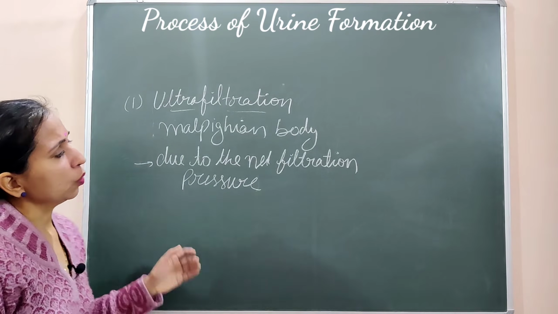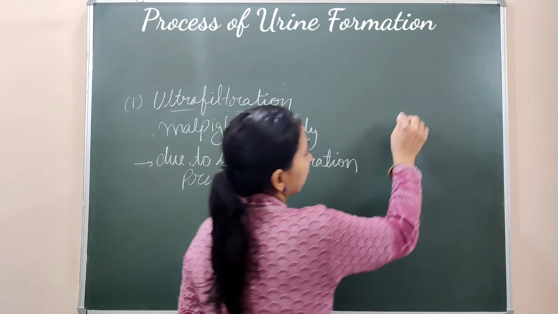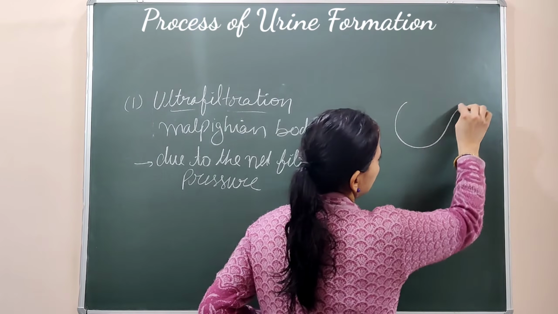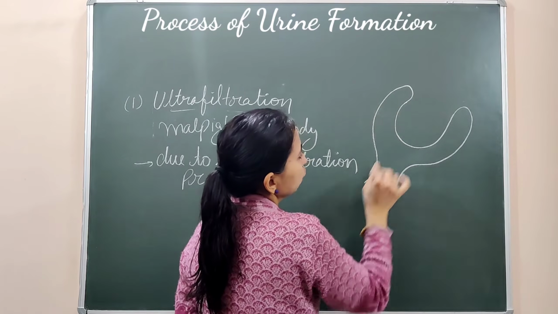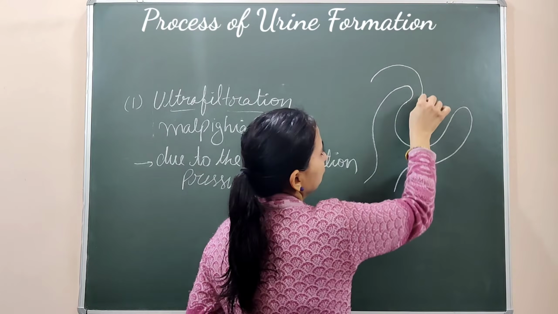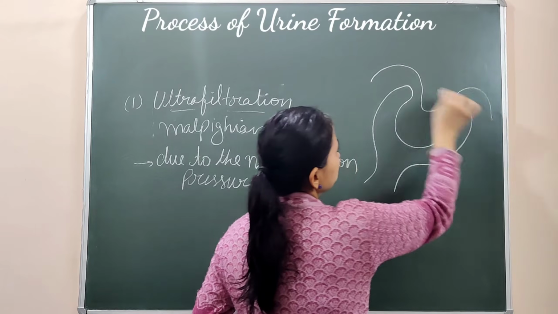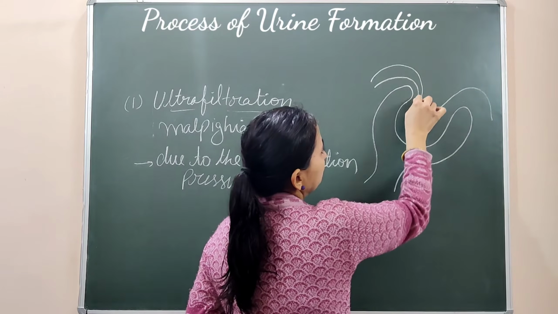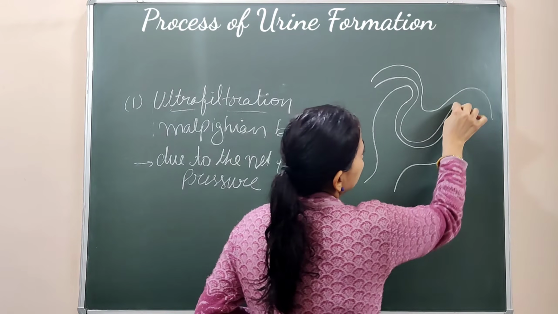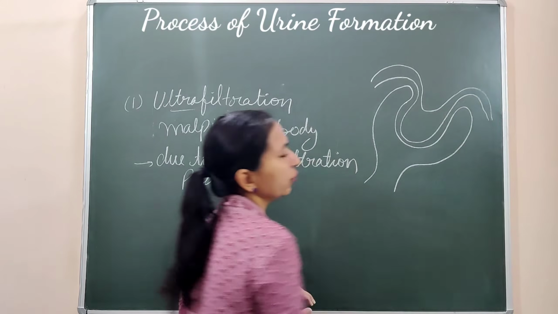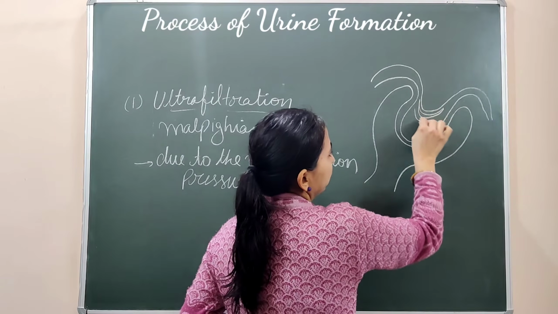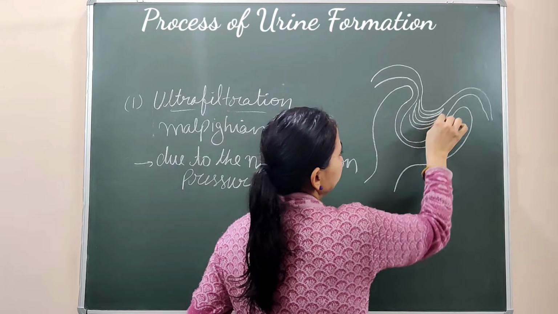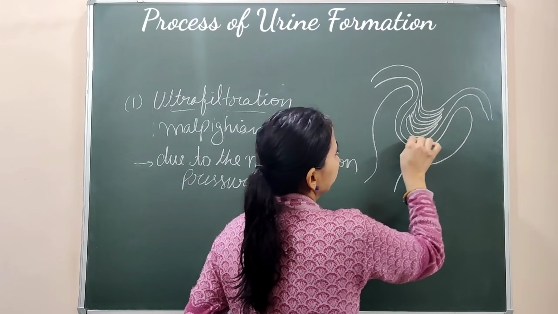Now let's see what the pressures are. For this we have to make the diagram of Bowman's capsule and glomerulus. So this is our Bowman's capsule. In the Bowman's capsule we know that blood comes from the afferent arteriole, carrying the blood, whereas it leaves the Bowman's capsule as the efferent arteriole, and the afferent arteriole is divided into capillaries. So many capillaries are there. These are the capillaries which are present.